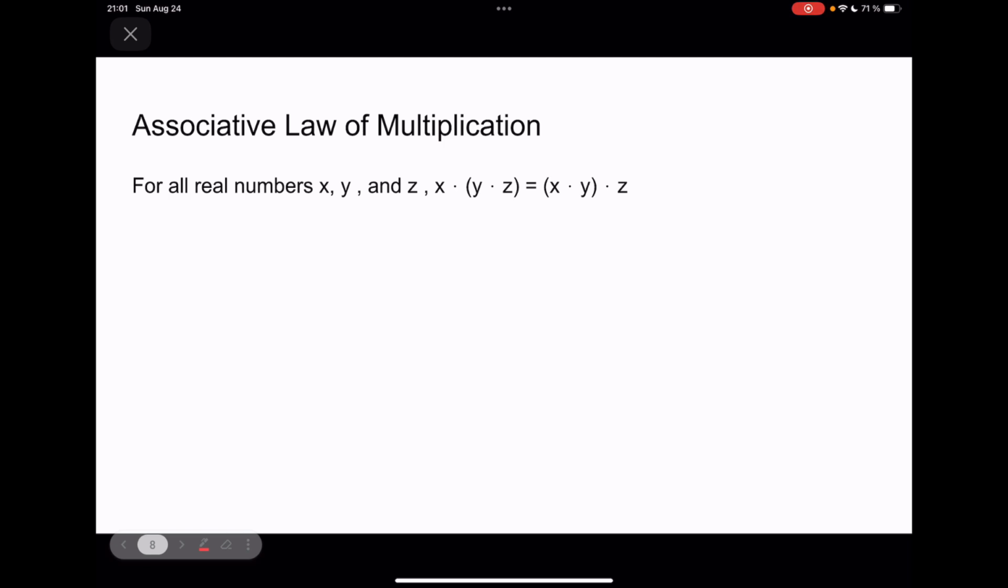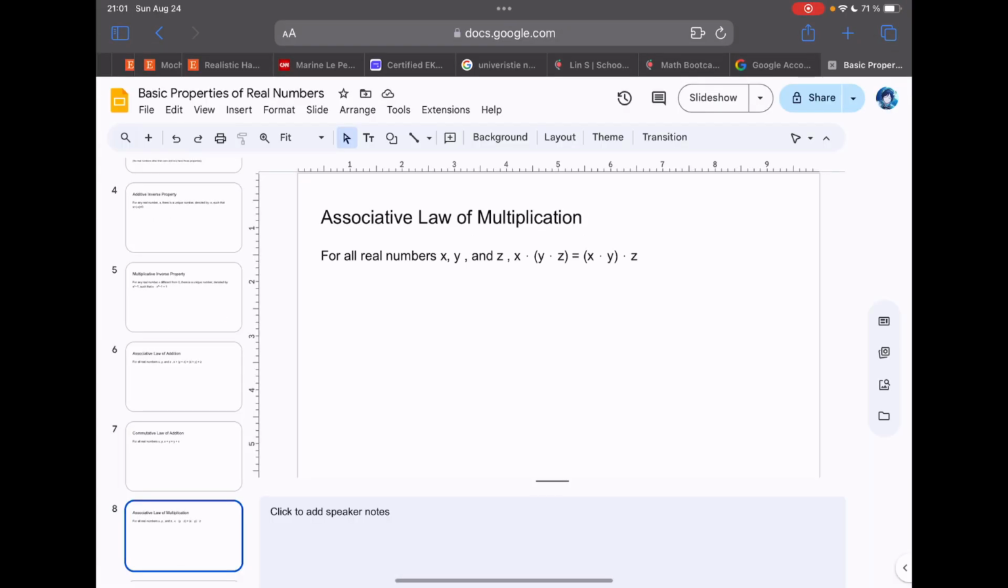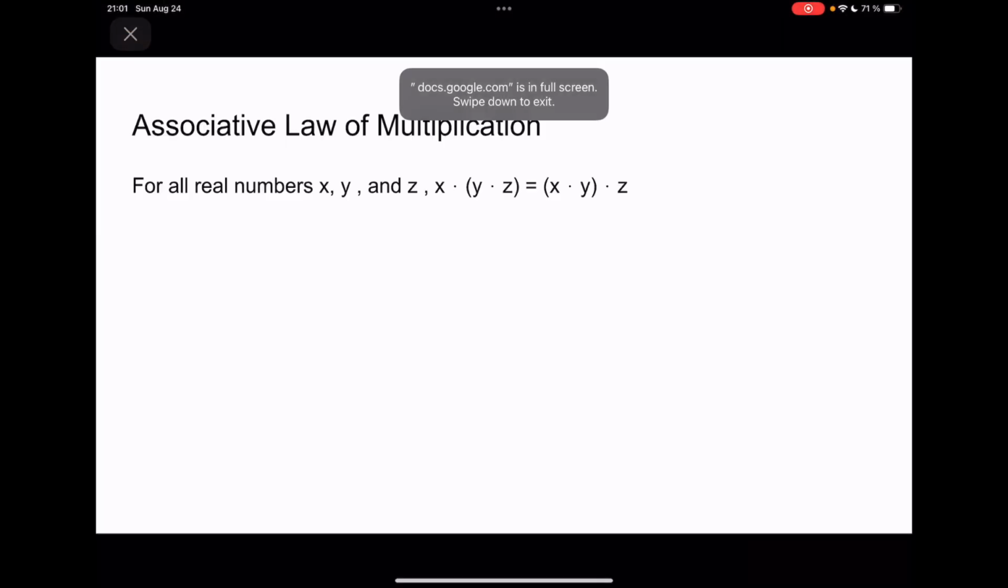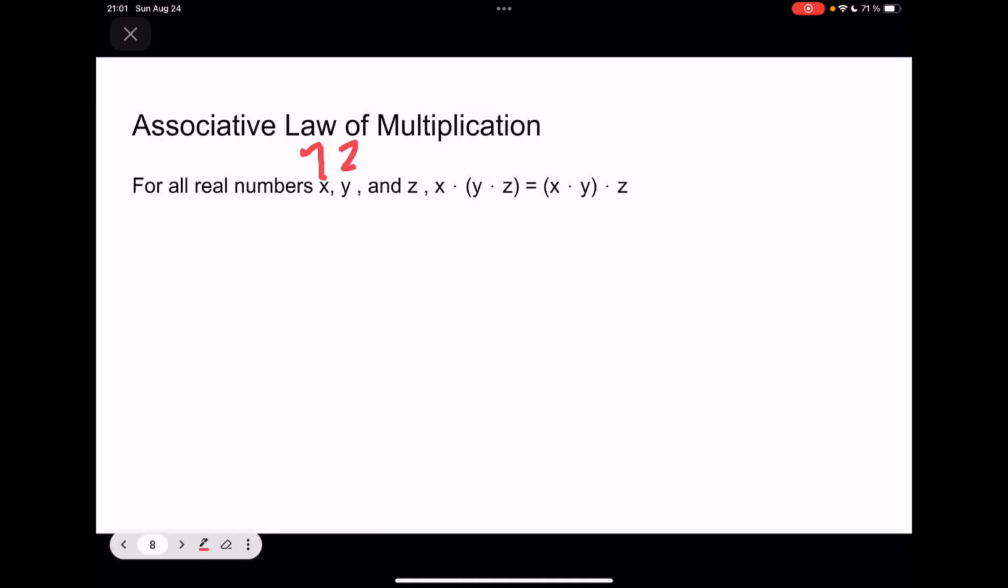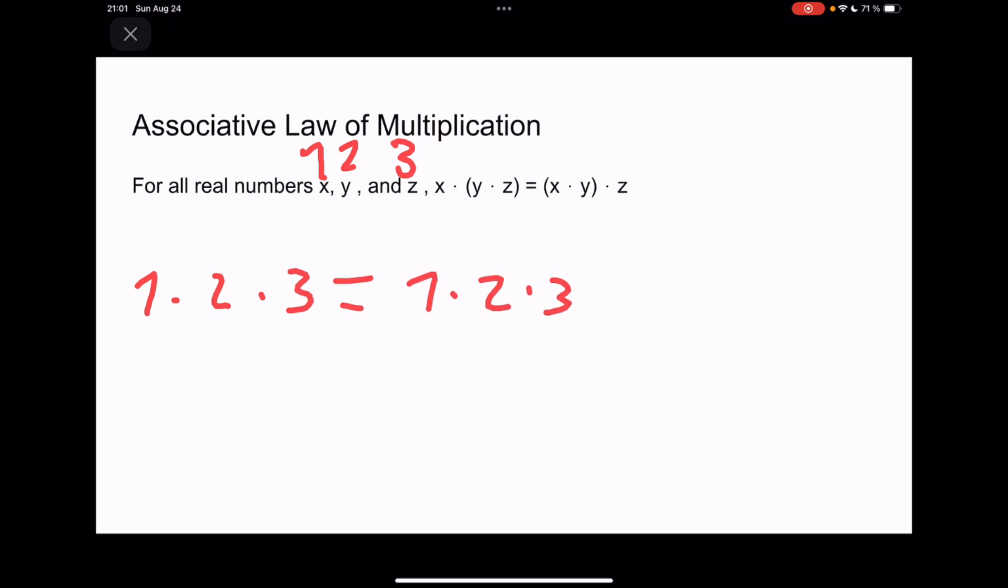Associative law of multiplication. For all real numbers x, y, and z, x times (y times z) equals (x times y) times z. So again, let's make x 1, y 2, and z 3. 1 times (2 times 3) equals (1 times 2) times 3.